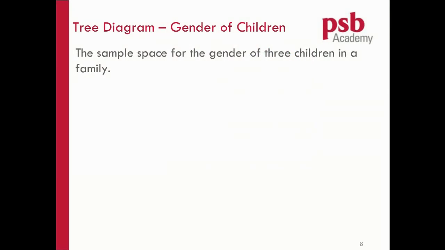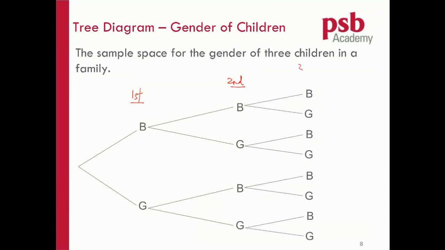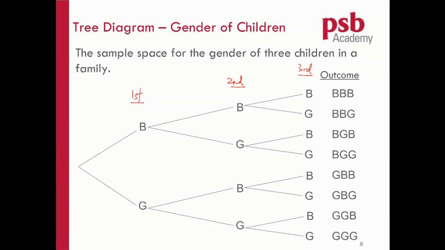So this is another example for the tree diagram, showing you the gender of children. You have a sample space for the gender of 3 children in a family. Boy, girl. This is the first child. This is the second child. And you have the third child. So you have the outcomes. What can be the combination of boys and girls in a family of 3 children? This can be the outcome. Boy, boy, boy. Boy, boy, girl, and so forth. Again, there are 8 of them.